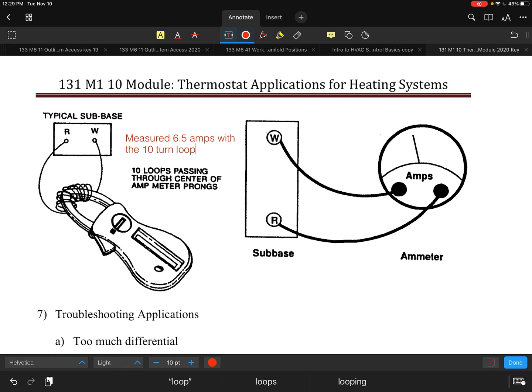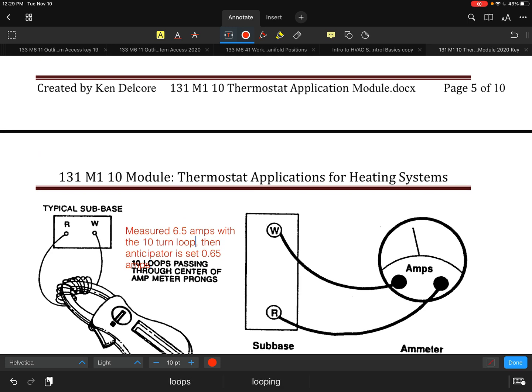So I measured that with a 10-turn loop. And I usually like to let the heating system run for maybe 2-3 minutes to try to get a good reading. That's the normal. So my anticipator is going to be set for 0.65 amps. That is how I would do that.